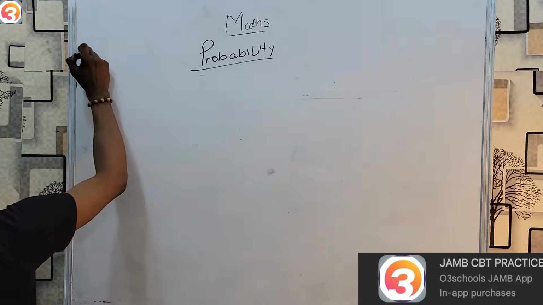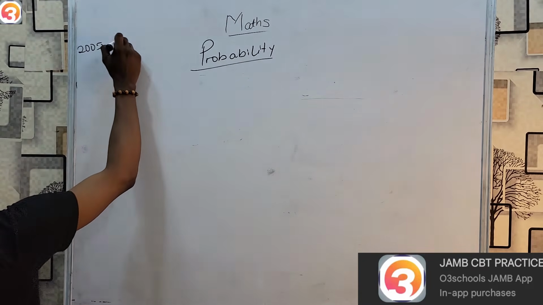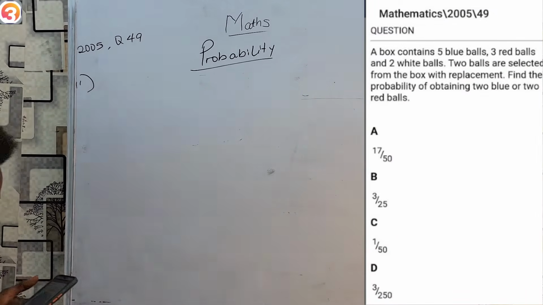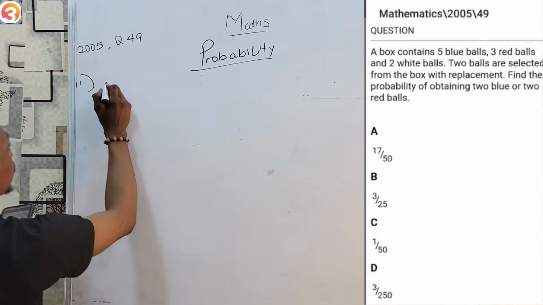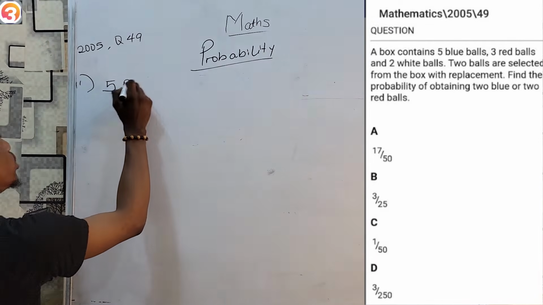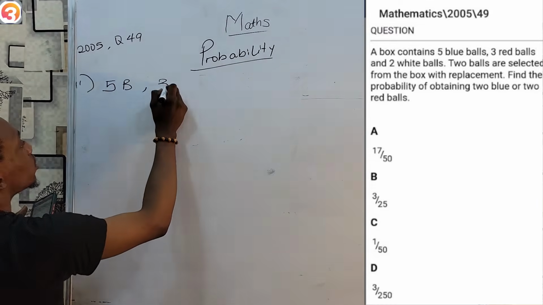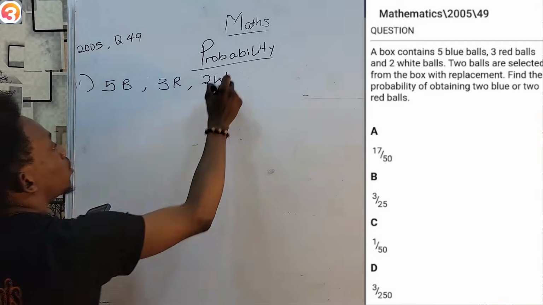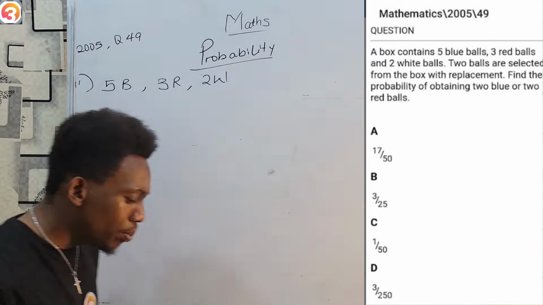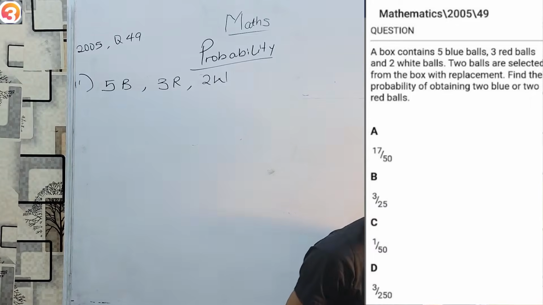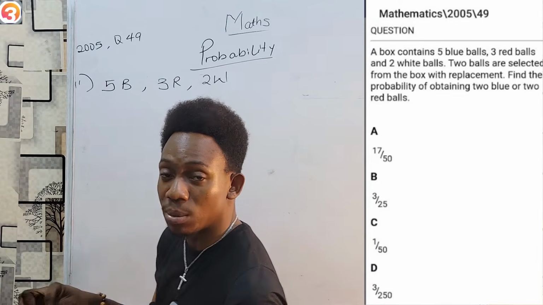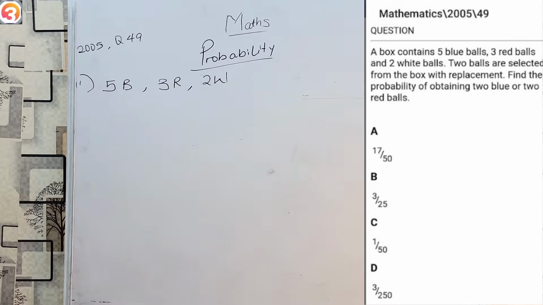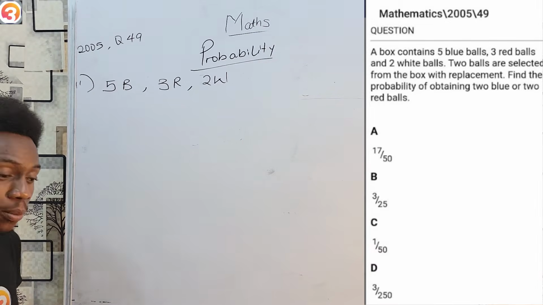The first one is from the year 2005. This is actually question number 49, and it says, a box contains 5 blue balls, 3 red balls, and 2 white balls. 2 balls are selected from the box with replacement. Remember the key, with replacement. That means anytime I remove one, I put it back in. Find the probability of obtaining 2 blue balls or 2 red balls.